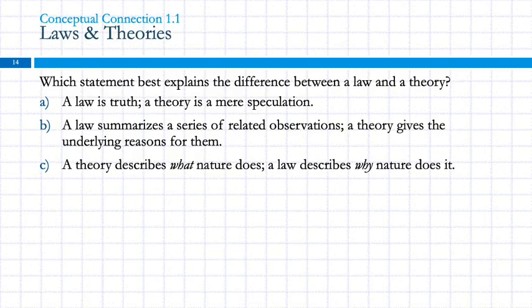Which statement best explains the difference between a law and a theory? We have three choices here. A, a law is truth. A theory is a mere speculation. Choice B, a law summarizes a series of related observations. A theory gives the underlying reasons for them. Or C, a theory describes what nature does, and a law describes why nature does it.